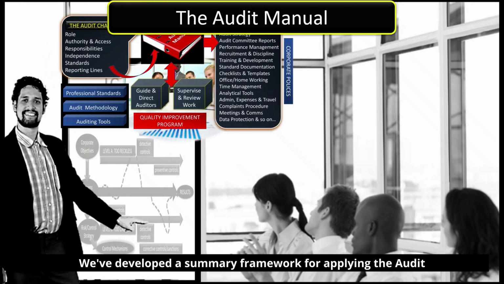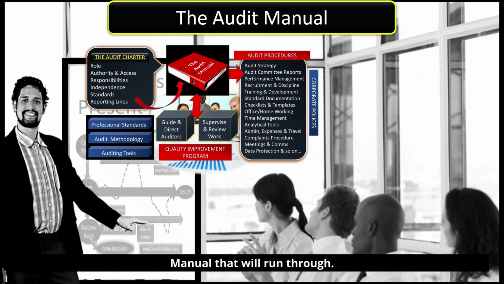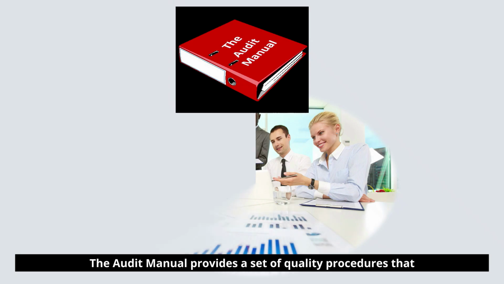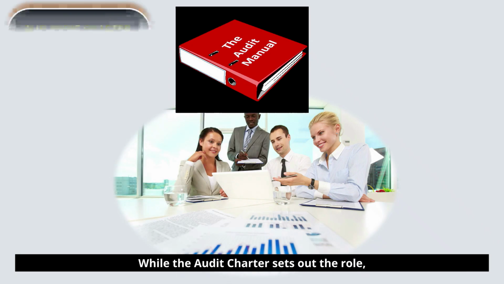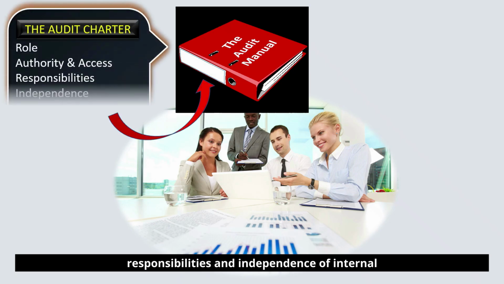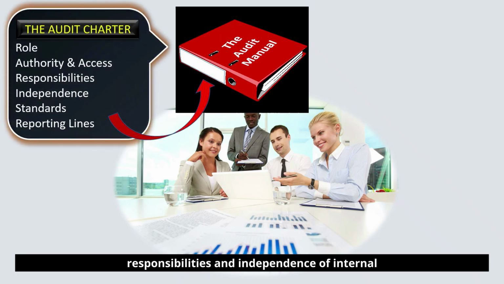We've developed a summary framework for applying the audit manual that we'll run through. The audit manual provides a set of quality procedures that help the audit team perform and succeed. While the audit charter sets out the role, responsibilities, and independence of internal audit and its reporting relationship with the organisation, it allows access to all parts of the business to enable the delivery of professional auditing services.